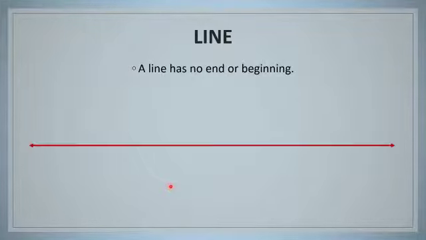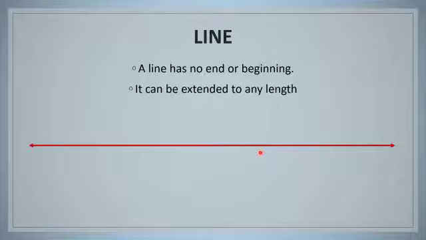Next, let's move on to what is a line. A line has no end or beginning. So as you can see here, this line in red is a line which has no end or beginning. That is the reason why there are arrow marks at the corners of both sides. That means it has no end and it has no beginning. It's infinite. So therefore a line has no end or beginning. It can be extended to any length. You can draw the line to any length and it cannot have an end or a beginning. So therefore there are always arrows at both the corners of the line.